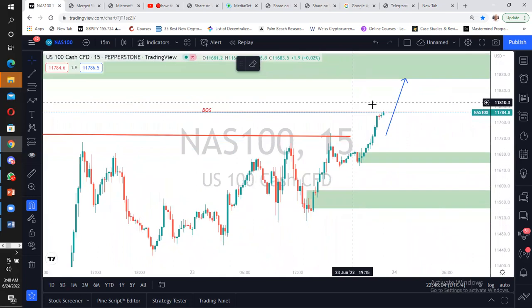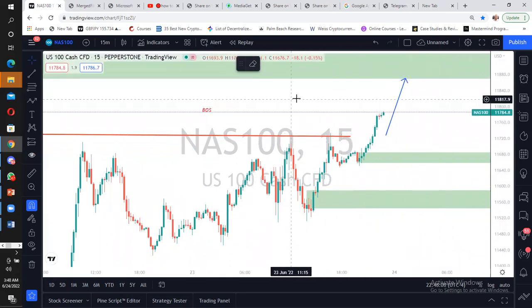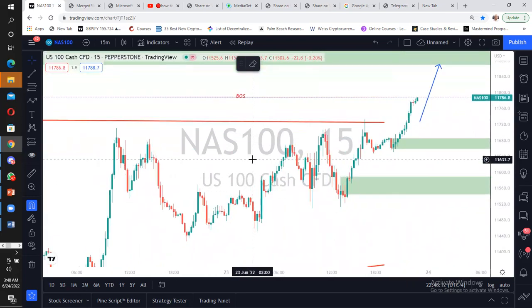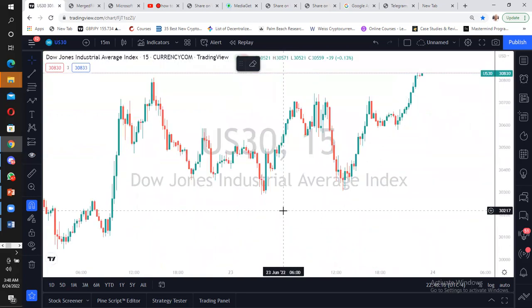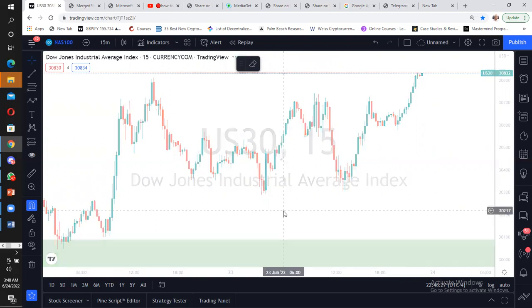When it hits here, it will definitely pull back before considering the up movement. Okay. The next, I think the last one, that is the last one. US30 and Nasdaq move the same way, the same direction, just like EURUSD.